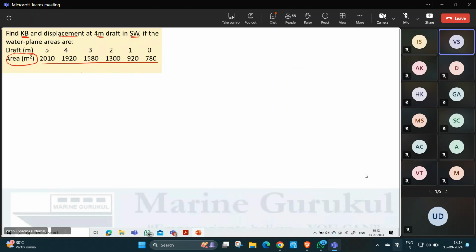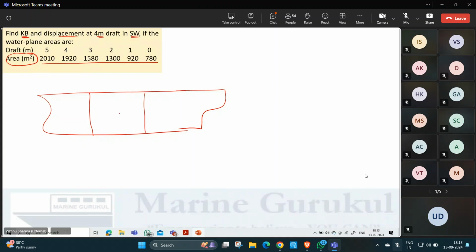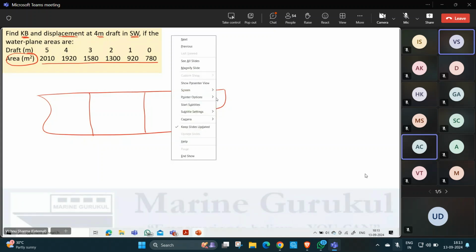I'll clear the screen later on, don't worry. Tell me, beta, will the water plane area at any draft be parallel to the bulkheads, or will it be parallel to deck and keel? Will the water plane areas be parallel to deck and keel? Deck and keel.